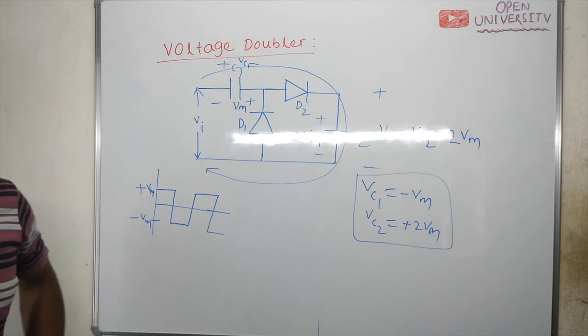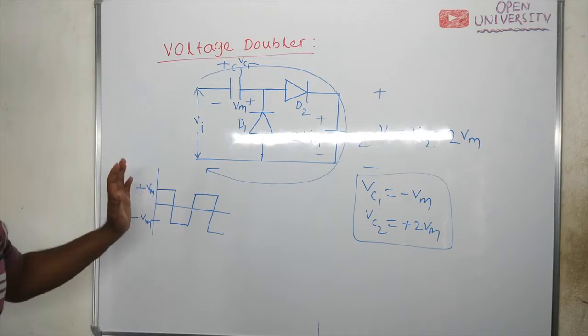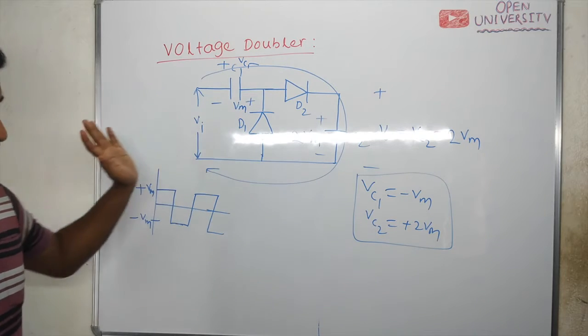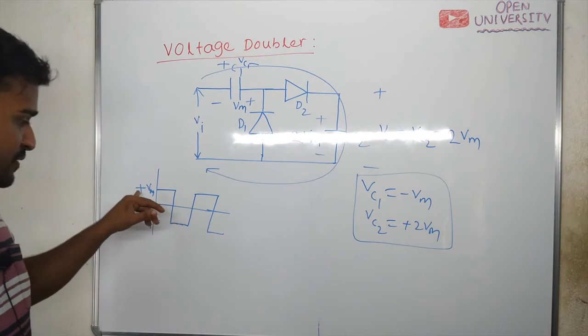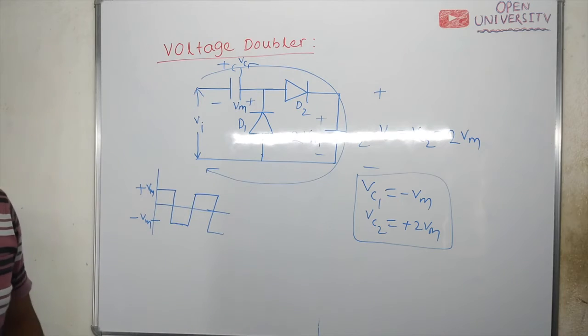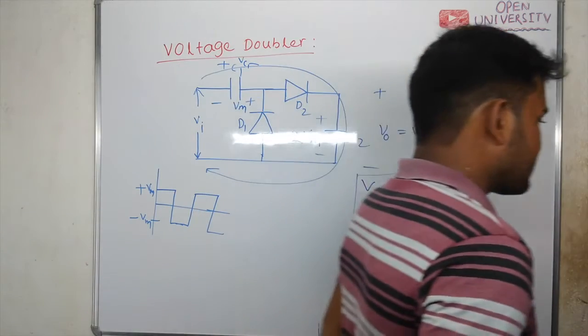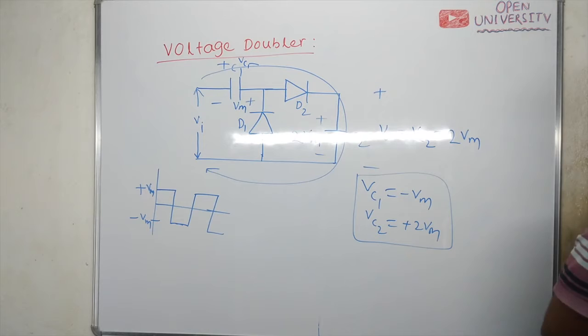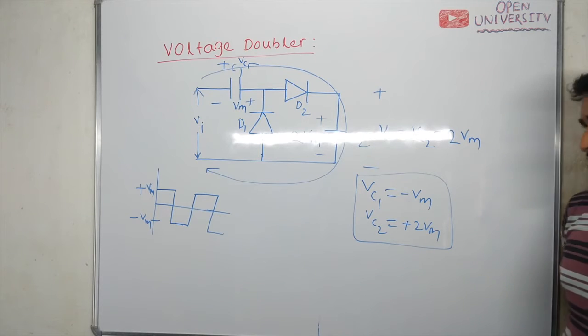I write down some point. Let Vi be any waveform. Let me assume Vi be a plus minus Vm square wave signal. I write down, let Vi be plus minus Vm square wave signal.